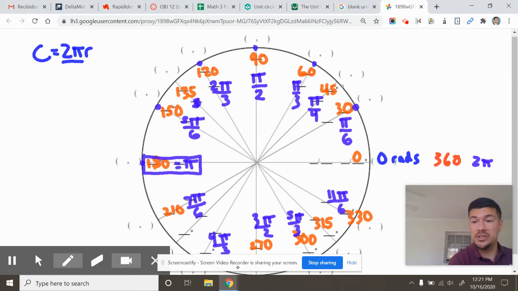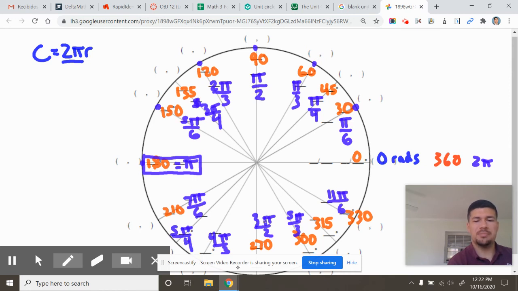Now, all that remains, once again, are my 45-degree angles. So I noticed that 45 degrees is pi over 4, which makes 90 2 pi over 4. 135 is now 3 pi over 4, or 3/4 of a pi. 180 is 4 pi over 4. And then 225, which I didn't write right there, is going to be 5 pi over 4. All right, 5/4 of a pi.